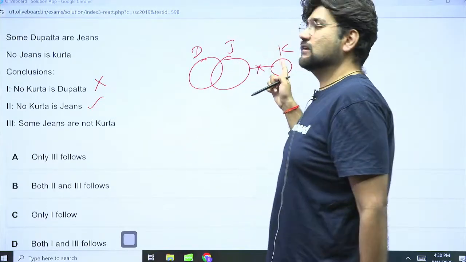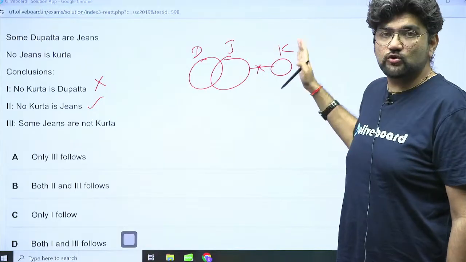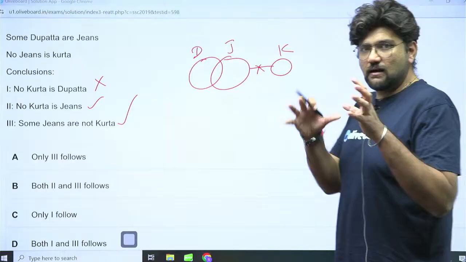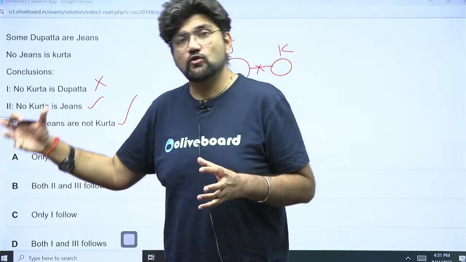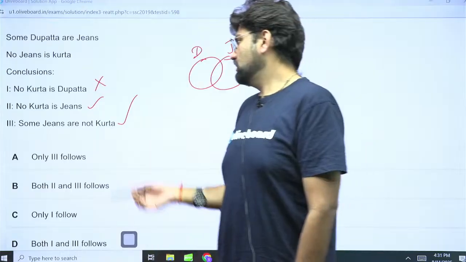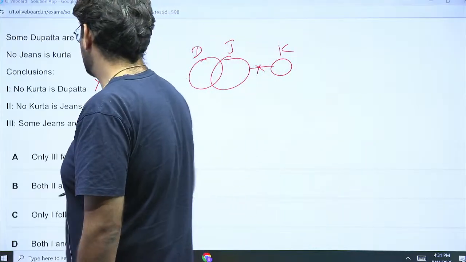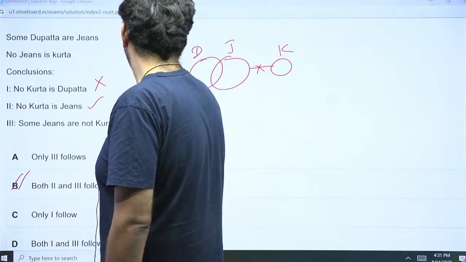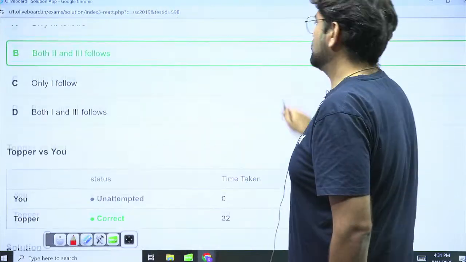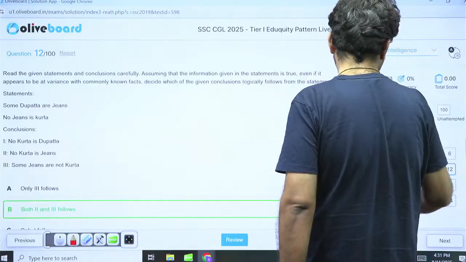Now a lot of people get confused here. Guys, if no jeans are kurta is true, some jeans are not kurta is definitely true. If a complete part of something is restricted into the complete part of something else, then some part of that is definitely restricted. So, okay, both 2 and 3 follow. Option B should be the right answer. Cool. 32 seconds. Decent. Not bad.